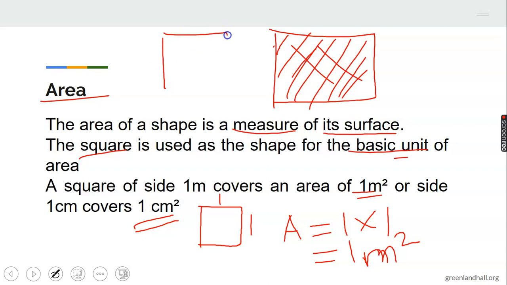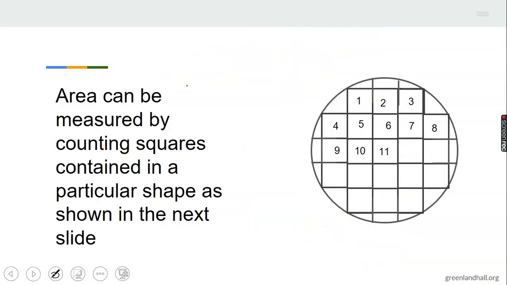It means that, let's say we have a rectangle, the number of these squares that you can have will determine the area of this shape. I say it again: the number of these squares that you can find in a particular shape will determine the value of its area. Now, look at this diagram. Area can be measured by counting squares contained in a particular shape.